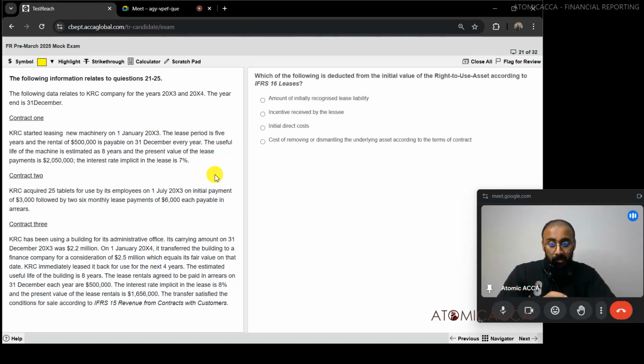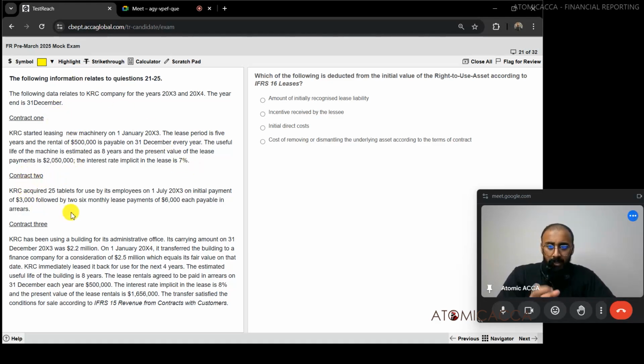So this is an arrear lease. The useful life of the machine is estimated as 8 years and the present value of lease payments is 2050. The implicit interest rate is 7%. The present value of the lease liability is given, lease rentals are given, estimated life of 8 years is given, and lease period is 5 years. Okay, so contract 1 is done.